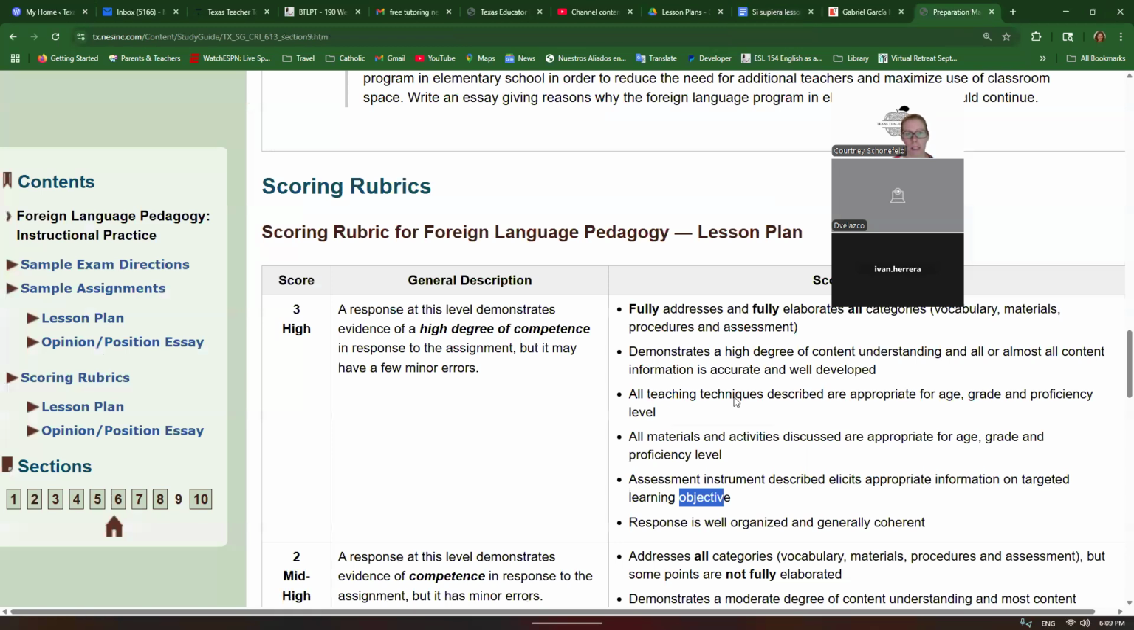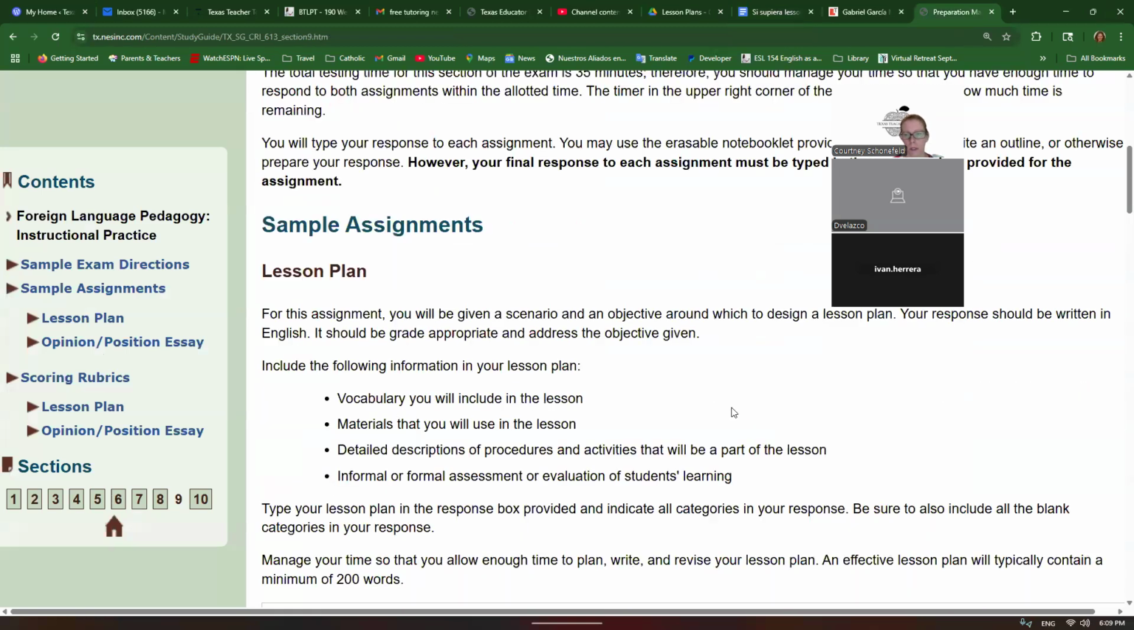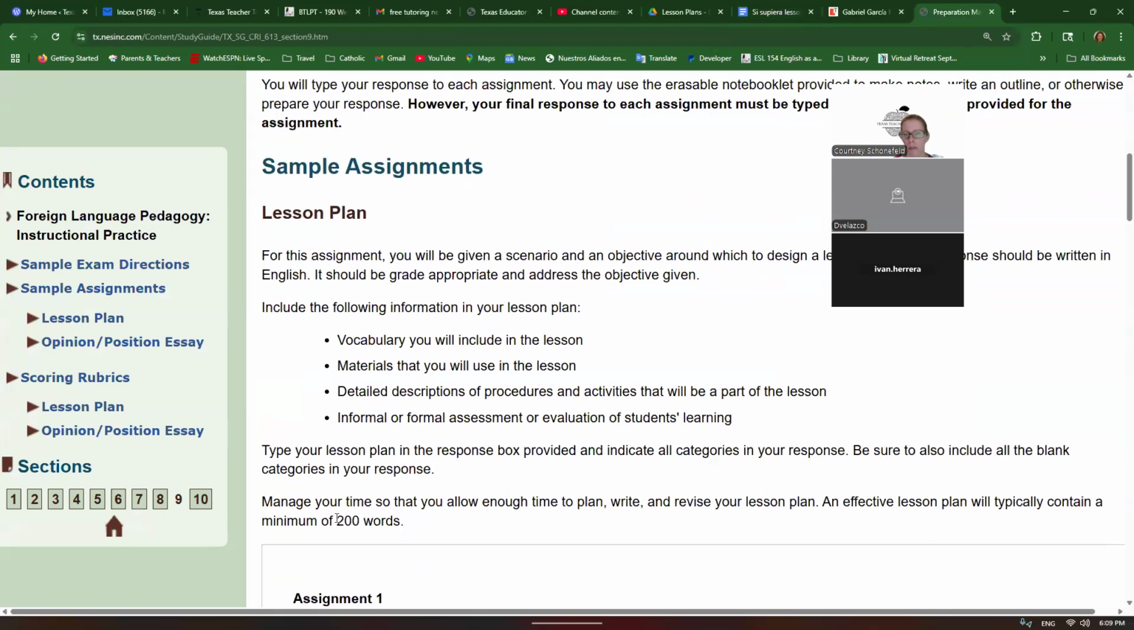In fact, if we look at this, it tells us you should probably have about 200 words. That's not a lot of words. So it doesn't have to be super detailed, right? Where you want the detail is your descriptions of procedures and activities, but the rest is not super detailed, right?